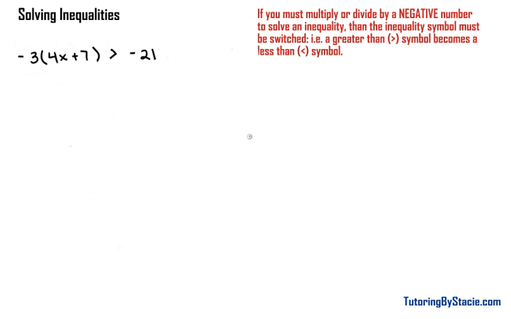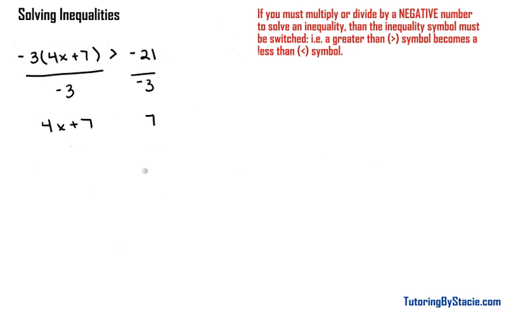Let's look at another example. Here we have negative 3 times 4x plus 7 is greater than negative 21. Our first step is to divide both sides by negative 3. Our negative 3's here cancel, leaving 4x plus 7 on the left side of the inequality and a positive 7 on the right side of the inequality.